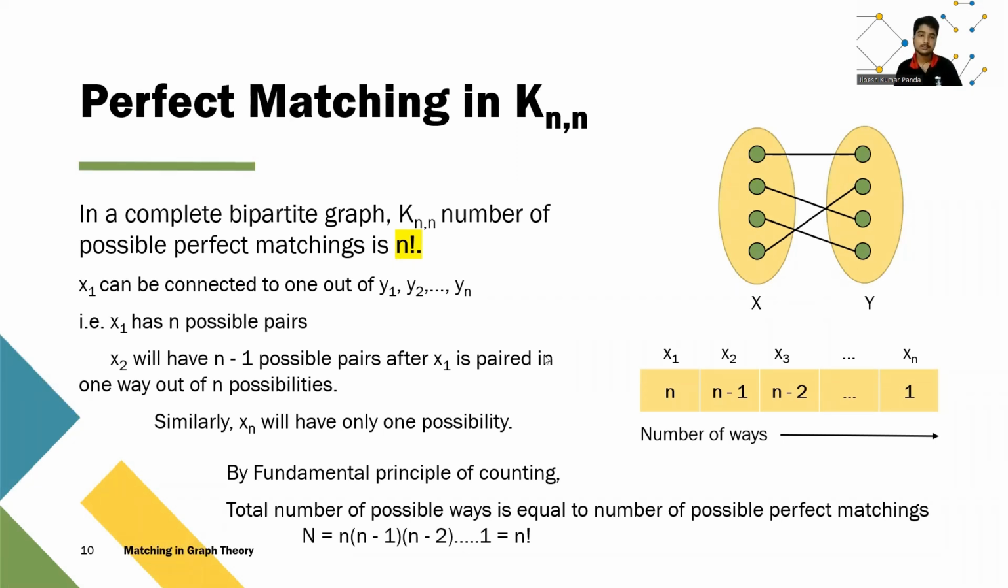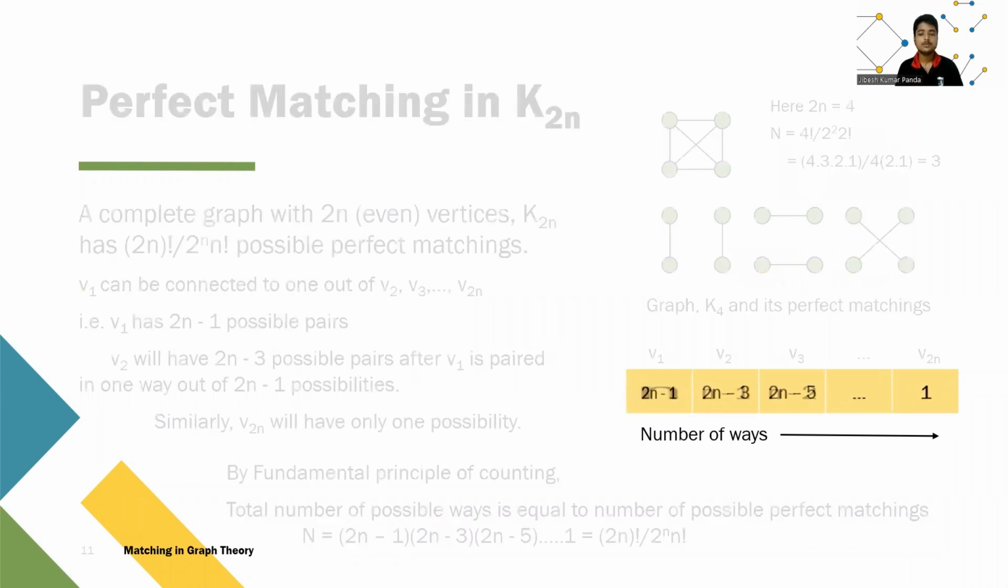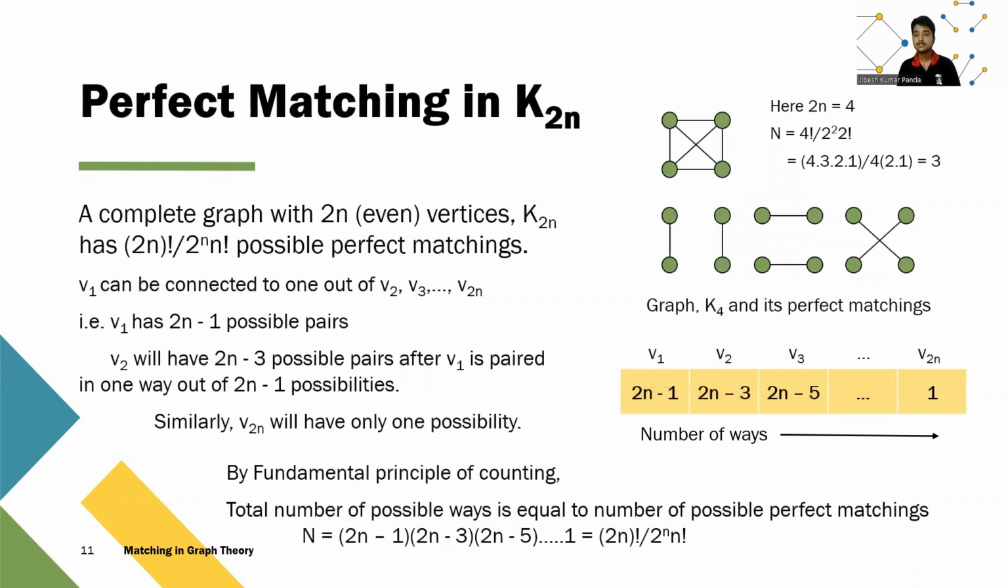So now let us discuss the number of perfect matchings in a complete graph. So we have considered only the even complete graphs, means the graph should have an even number of vertices in order that there exists a perfect matching. So in our graph, there are 2n vertices, v1 to v2n. So v1 can be connected with any vertex other than v1 itself. So v1 has 2n minus 1 possible pairs. Similarly, if v1 is connected to, suppose, v3, then v2 will have either v4 or v5 up to v2n, means 2n minus 3 possible pairs.